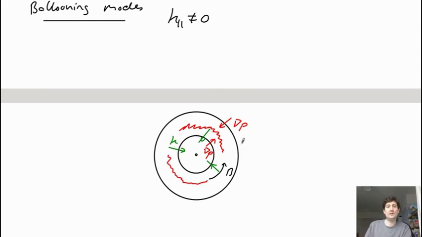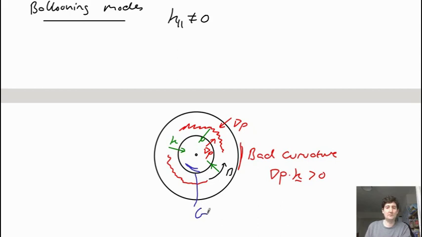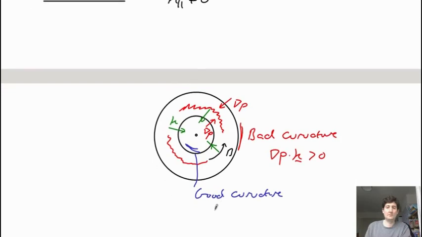And so on the outside edge of the plasma, here where grad P is inwards and curvature is inwards, this is the bad curvature side. So it's where grad P dot kappa is greater than 0. And on the inside here we have grad P is outwards and curvature is inwards, and so here we have the good curvature side. So here we have grad P dot kappa is less than 0. And field lines in this configuration are moving between the two.